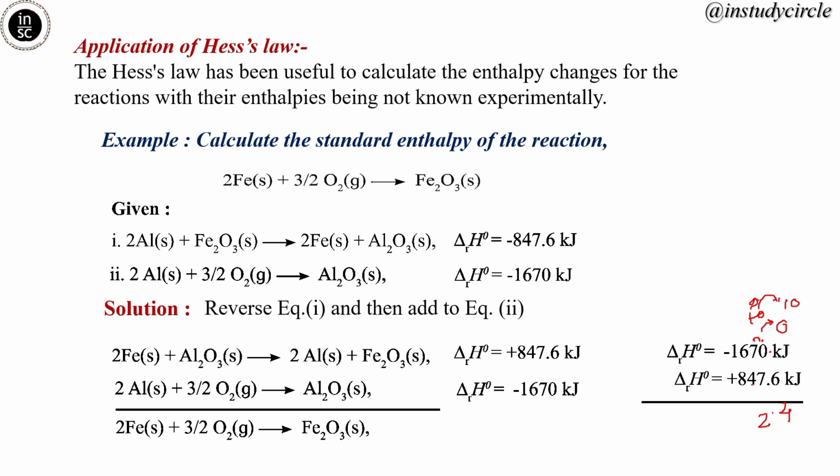So 6 minus 4 we get 2, and 16 minus 8 we get 8, and the sign of the bigger number is minus. So the overall enthalpy of the equation is minus 822.4 kilojoules. The overall enthalpy of the reaction, delta r H naught, is equal to minus 822.4 kilojoules. This enthalpy is easily calculated from the known enthalpies of the known reactions.